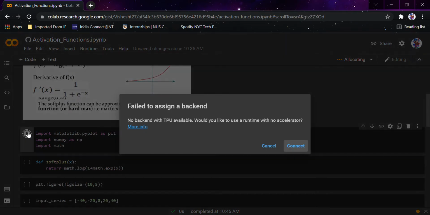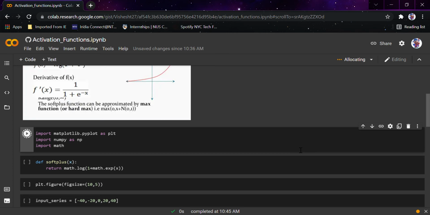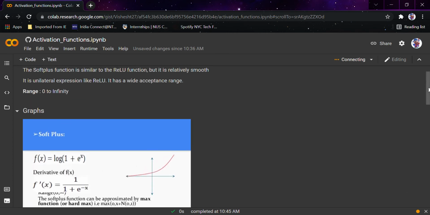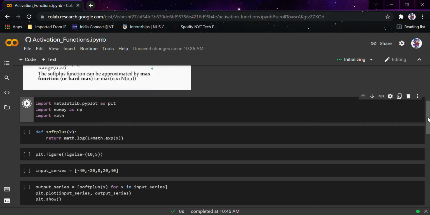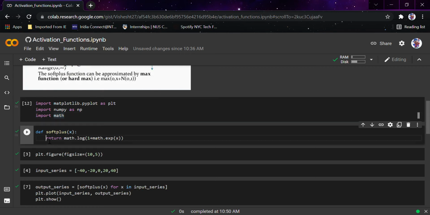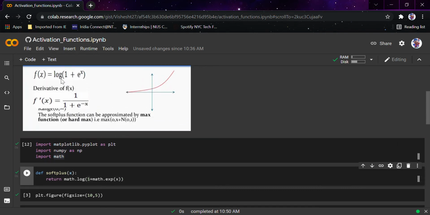Now if we look at the plotting part, I would just simply change this to TPU, and let's now run this. I would first connect the notebook to the TPU backend, and after that we would be importing the three important libraries just like always, math, numpy and matplotlib. And I would define my SoftPlus function, that is math.log of 1 plus exponential of x, and same we have done.